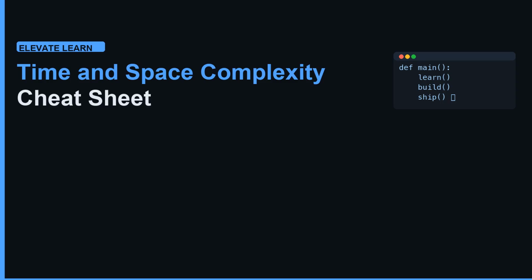Welcome to our time and space complexity cheat sheet. This handy guide helps you quickly understand the efficiency of algorithms in terms of both time, how long they take, and space, the amount of memory they use.